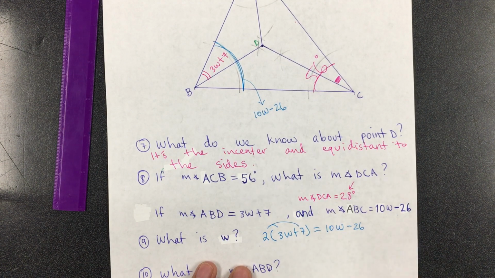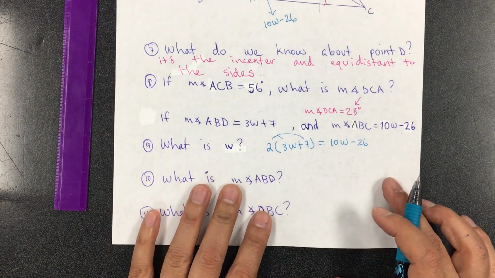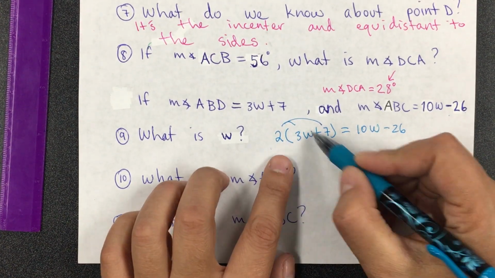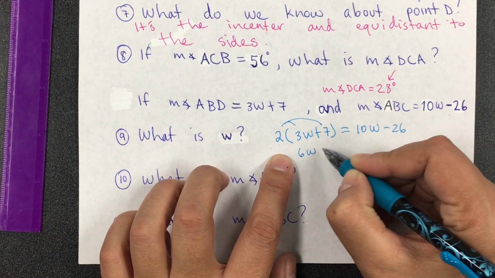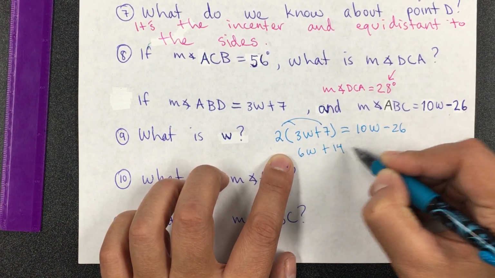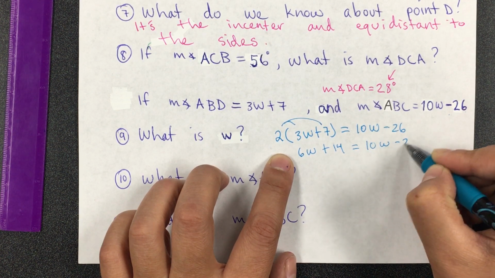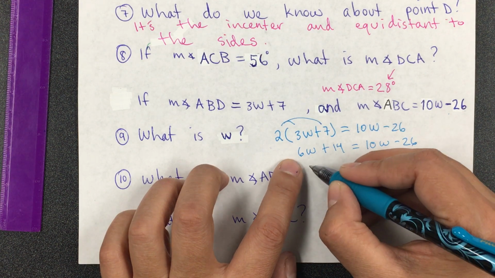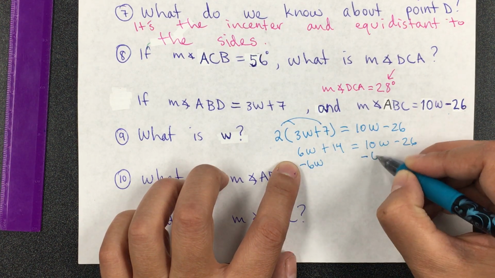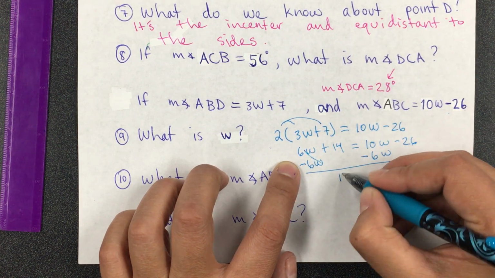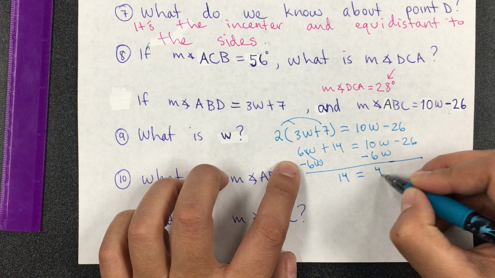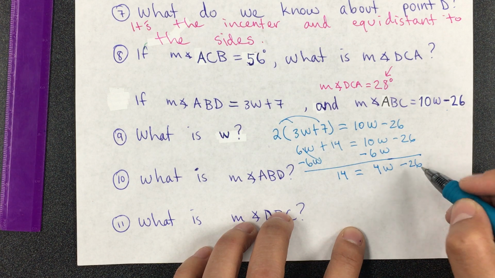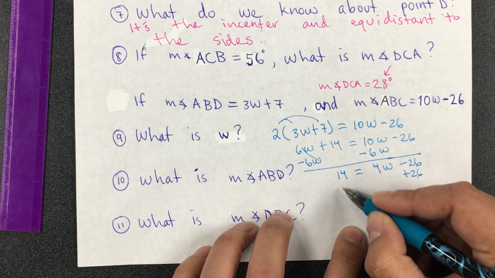I start doing distributive property. Now that I have it all set up, let me go back here. I do distributive property. So 2 times 3W is 6W. 2 times 7 is 14. Equals 10W minus 26. Again, because this is 6W, this is 10W, I'm going to subtract 6W from both sides. And so 14 equals 4W minus 26. If I'm subtracting 26, I'm going to add 26 to both sides.